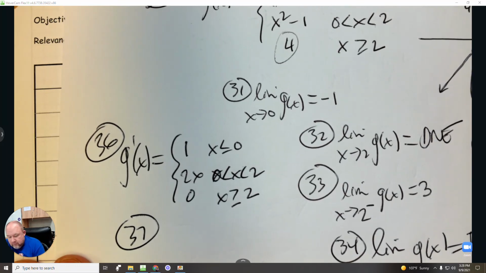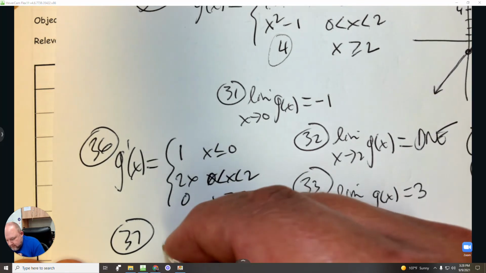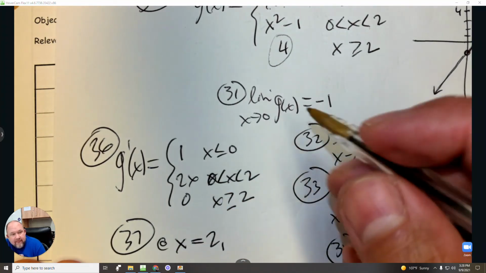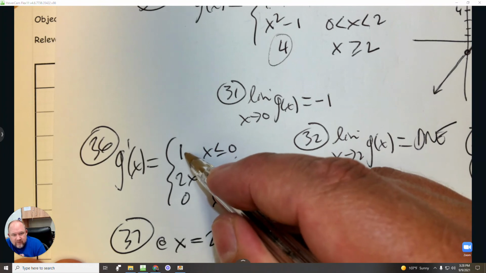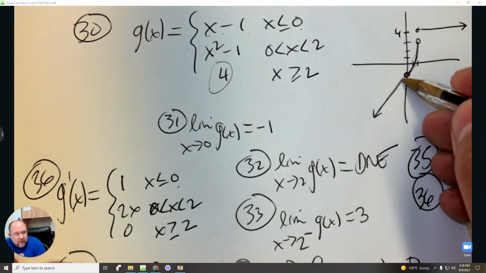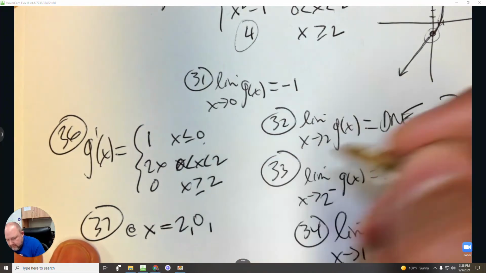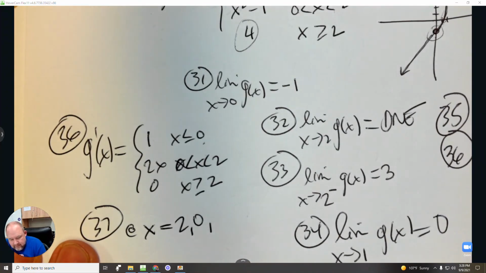List all the values where g is not differentiable. So it's not differentiable where there's a discontinuity at 2. Also, if I plug 0 into the top, there's a sharp turn at 0 where they don't agree on the derivative. And that's it, right? Just at 2 and 0. That's all I got. Yep, that's it.